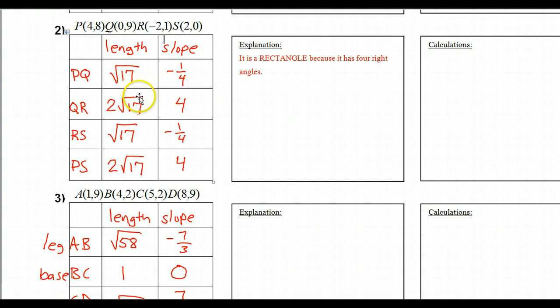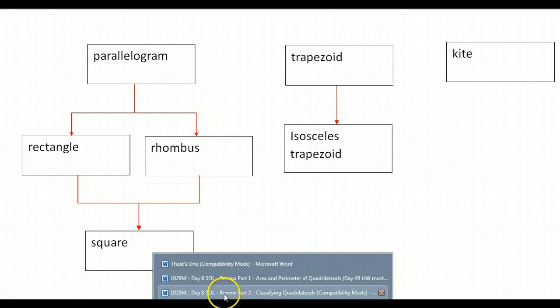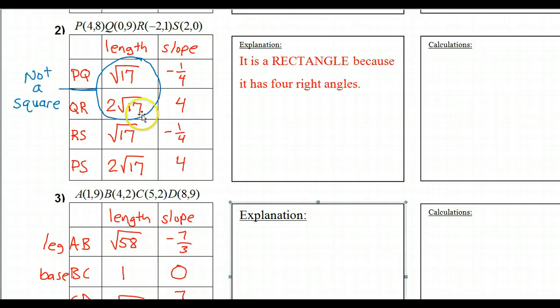But then we have to say why it is not a square. Okay, we have to say why it's not a square, because we're going with rectangle. Square is the next thing down on the flowchart, so we have to say why it's not a square. And the easiest way to do that is just to circle these. This pair of lengths tells us that's not a square. If this were a square, all of these sides would be the same. And we say not a square. Just like that. All right, let's move on to number 3.